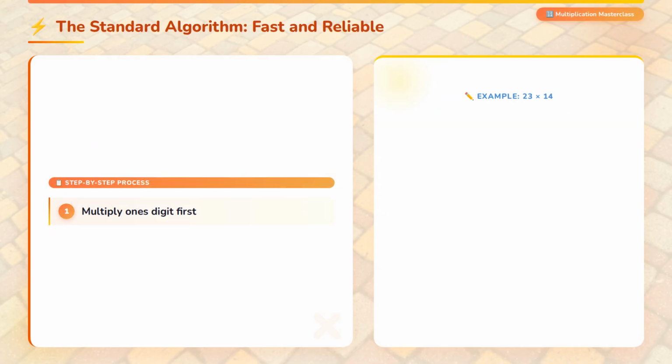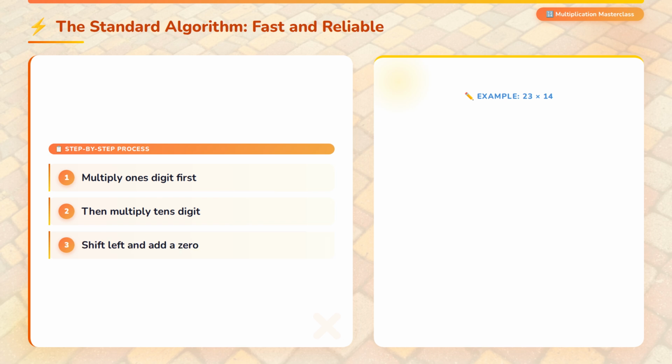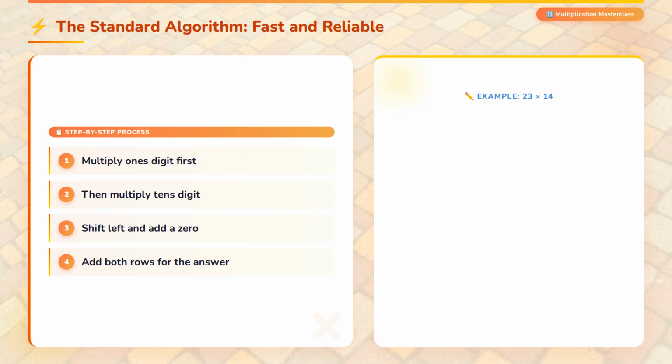Now let's talk about the standard algorithm, the classic method your parents probably learned in school. Here's the secret. We multiply one digit at a time, starting from the ones place. When you move to the tens digit, you scoot everything one space to the left. That's like multiplying by 10 automatically. Then you add your 2 rows together for the final answer. It looks like a lot of steps, but once you practice it a few times, it becomes super fast. Ready to see it in action?